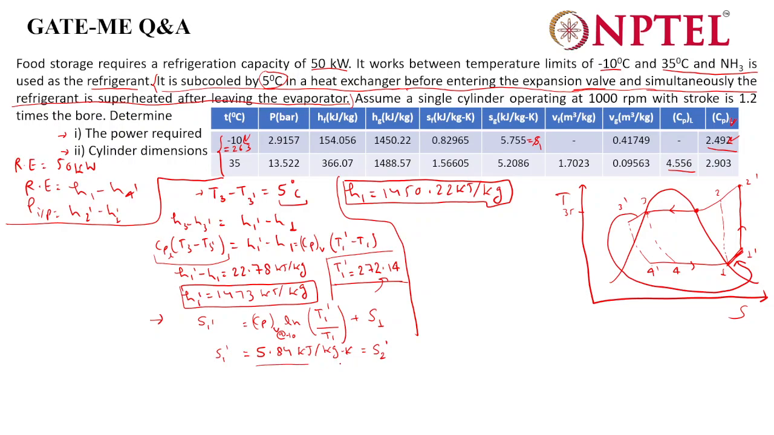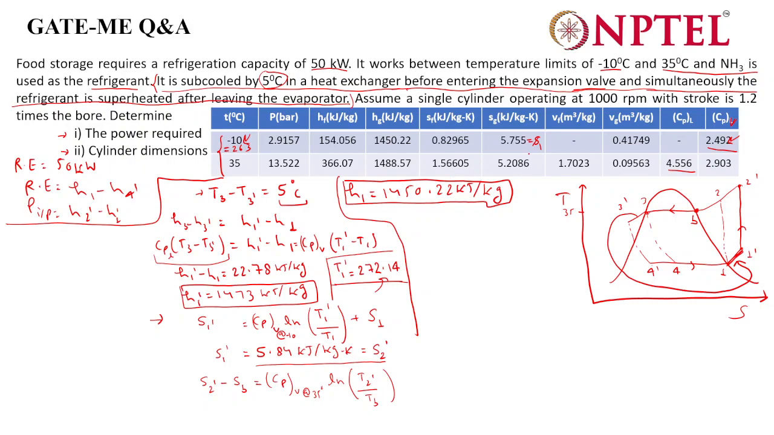Can you find the temperature with this value of S2 dash? Yes, sir. ds equal to dq by T. Let's suppose this is point B. So S2 dash minus SB would be equal to Cp of vapor at the rate of which temperature? 35 degrees Celsius, of ln T2 dash by TB. And SB we know.